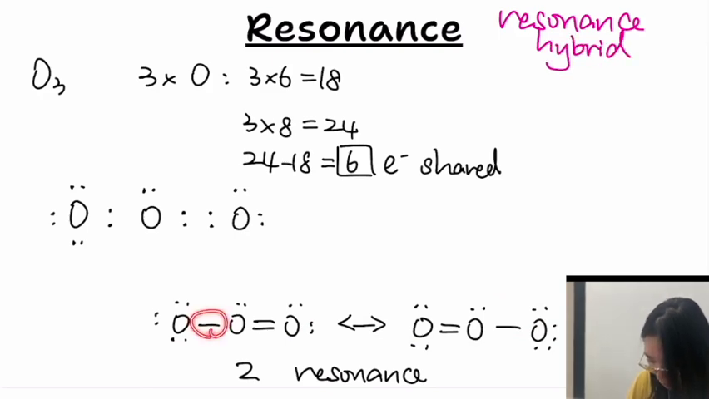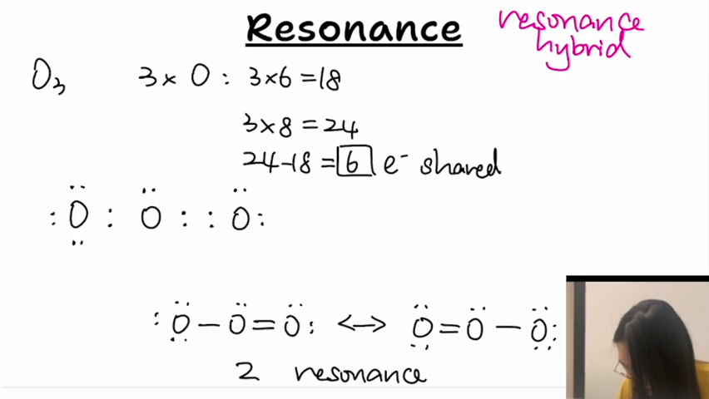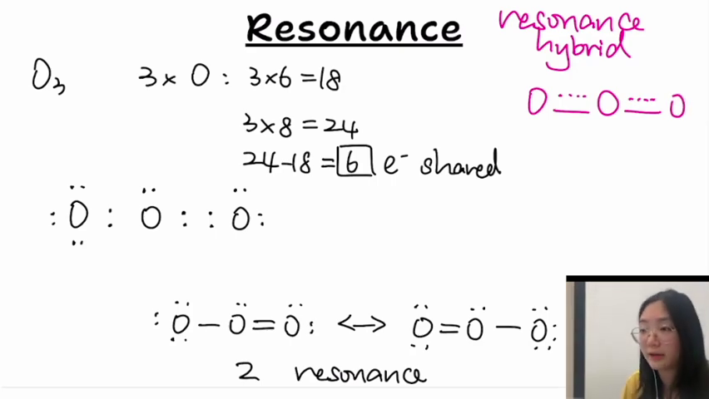They're going to mix one single bond and one double bond together and take an average, which is 1.5 bonds. So the 3 oxygens are going to have exactly the same bond in between, like 1.5 bonds.